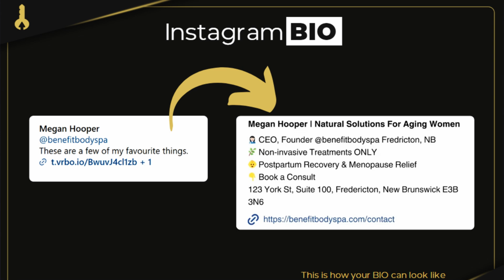Next, we have the Instagram bio. And so there's 5 key points for this one. We want your name and then what you do. So for Megan, it's natural solutions for aging women. We want some credibility. So whatever your specialty is, for Megan, it's CEO and founder. And then we want a unique selling proposition. So for her, it's non-invasive treatments only because she uses all the BTL devices. And then we have key search terms that her clients are going to search on the social media platforms. So postpartum recovery and menopause relief. And then we have location.